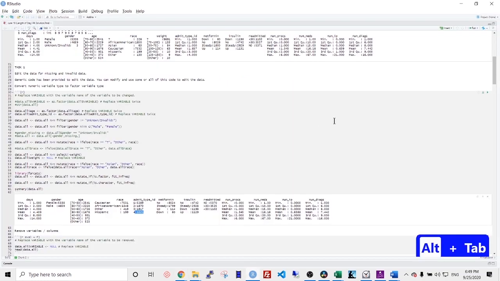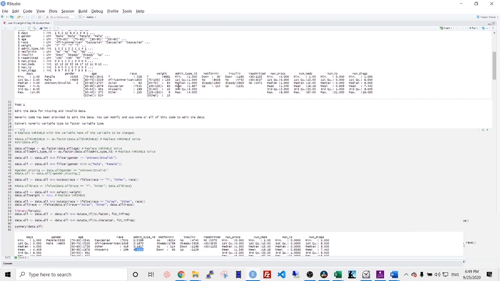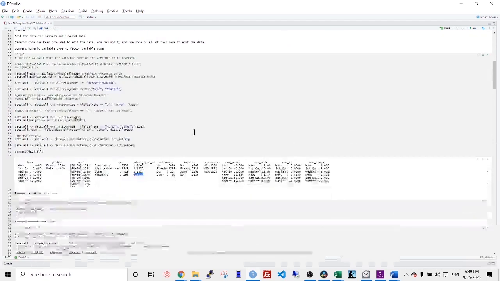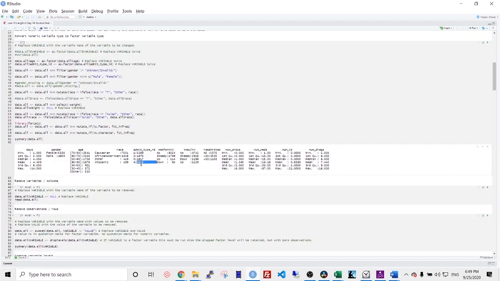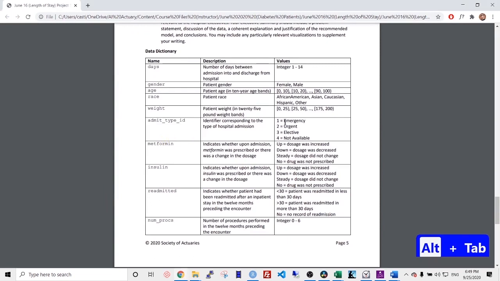So you might be wondering, should these be included or should they be removed? Well, first of all, consider the number of cases. You can see that there are, in fact, 1,021 records. The other values are for emergency, urgent, elective, or not available.